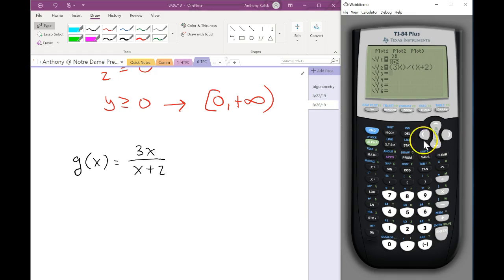Okay, so again, I'm going to graph this. Typically to graph these things, you just want a standard window. So if you do zoom and then standard, it'll make sure your window is set. So this is my graph. Everybody okay here? Okay.